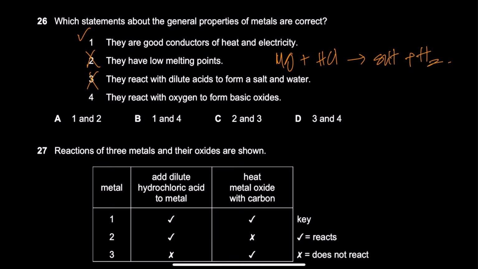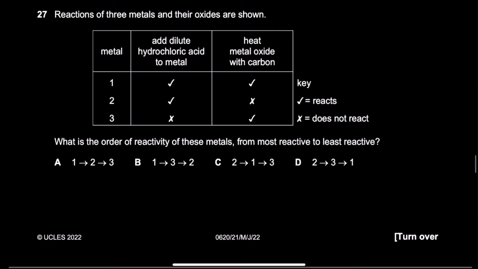Hydrogen, salt and hydrogen, right? It's a displacement reaction. They react with oxygen to form basic oxide. Yep, that's true. So 1 and 4 is the right option by far. Therefore, B is correct. Now, reactions of three metals and their oxides are shown.